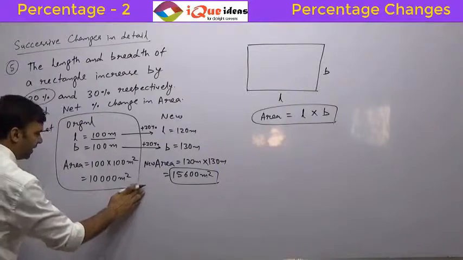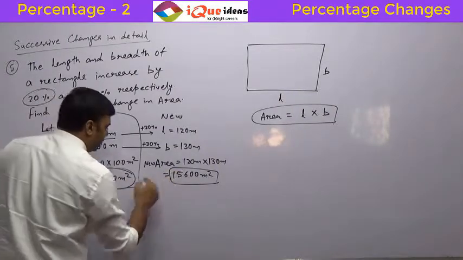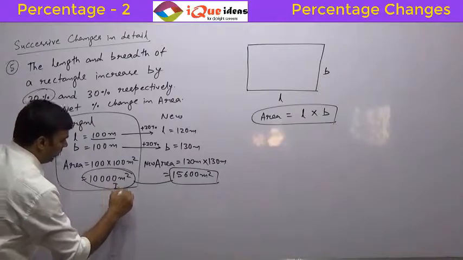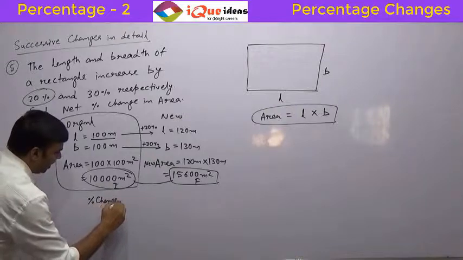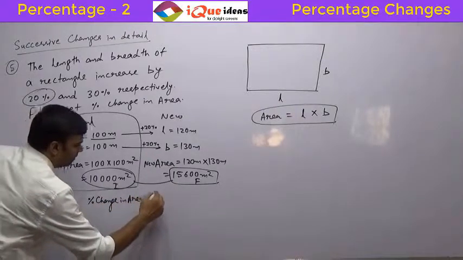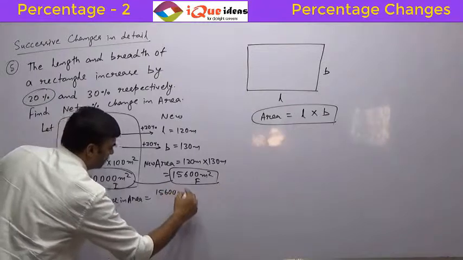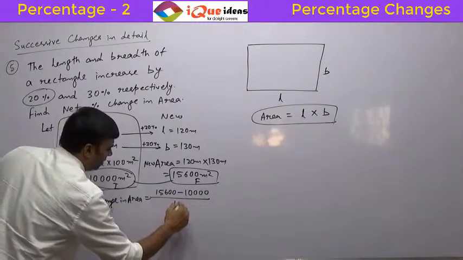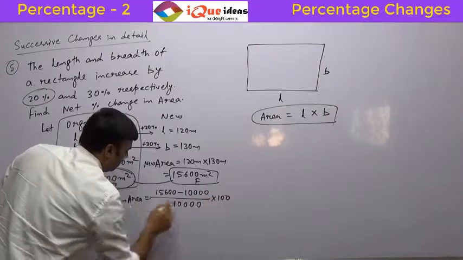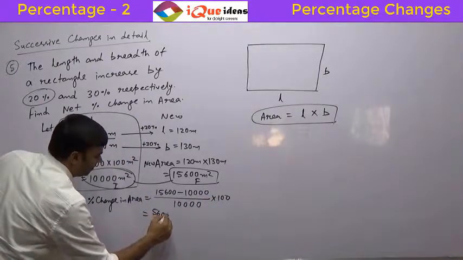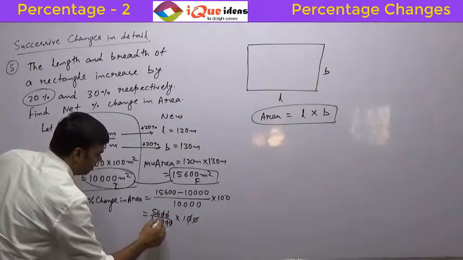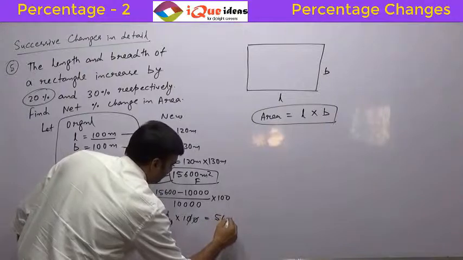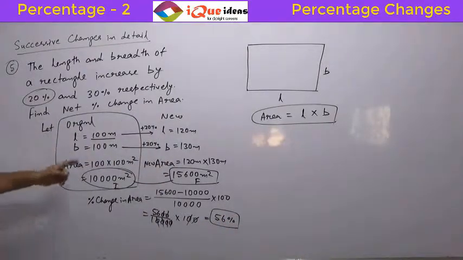So we have to find the percentage change from this value, original area, to the new area. This is our initial value, this is our final value. So the percentage change in area will be equal to 15,600 minus the original value. This is final minus initial upon initial into 100. So this gives us 5,600 divided by 10,000 into 100. So the answer is 56%. So this is one way of doing this question. This is the proper method of doing this question.